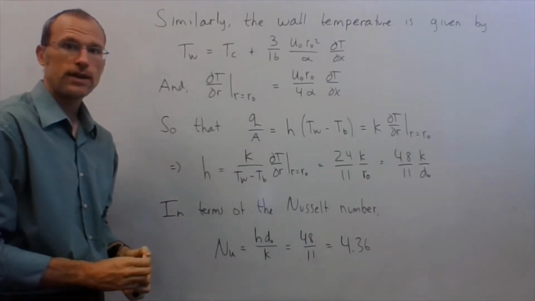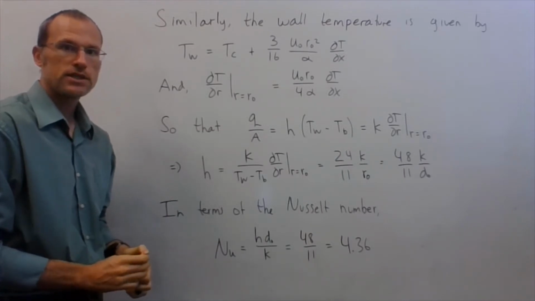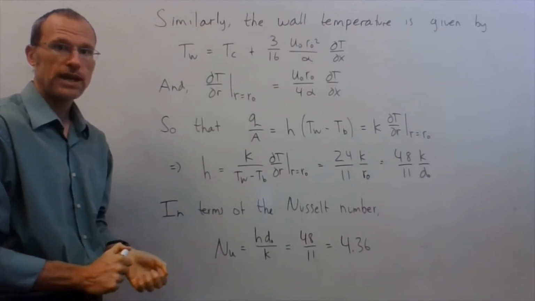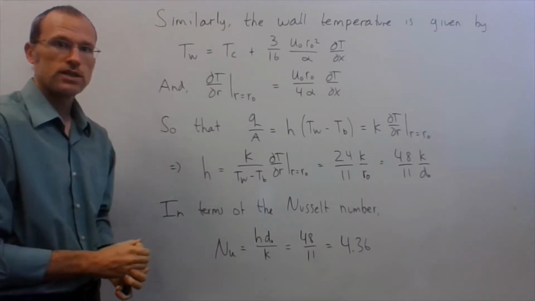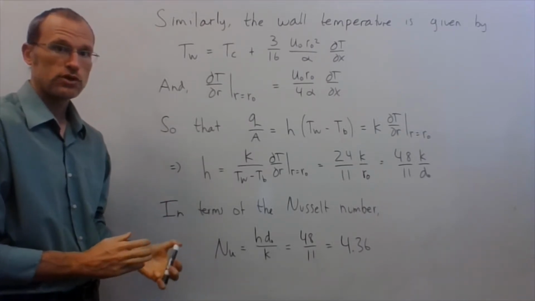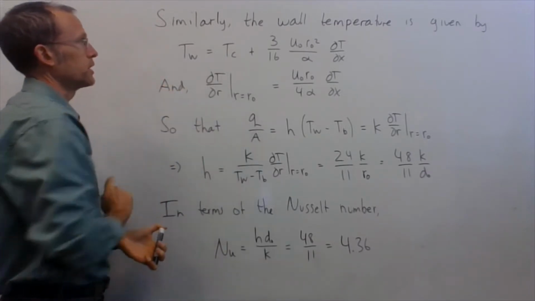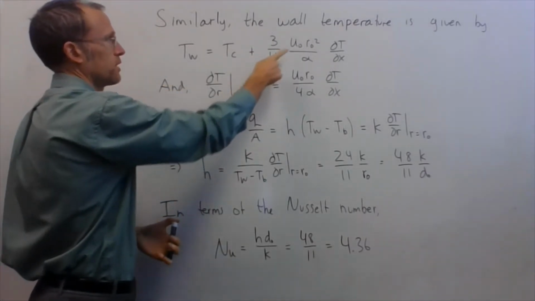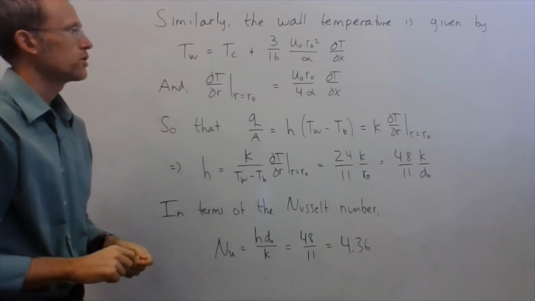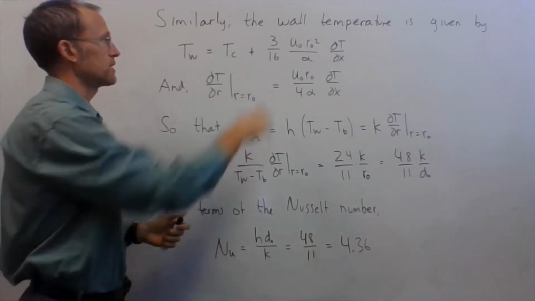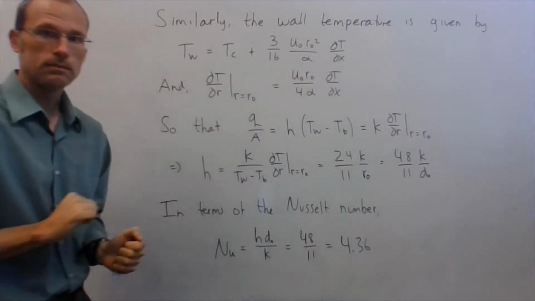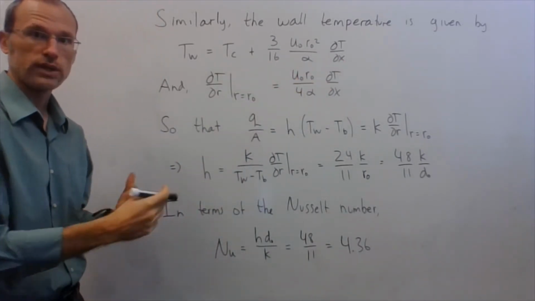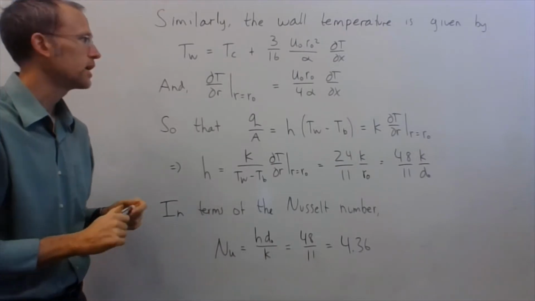So with that, we can also find the wall temperature. The wall temperature, essentially, I just look at my temperature distribution we had and stick in r equals R0, because that is where the wall is. So we stick in r equals R0 into that temperature distribution. We end up with T wall is Tc plus 3/16, U0 R0 squared over alpha, dT/dx. So that's the temperature of the wall. Again, it's going to depend where I am down the wall.